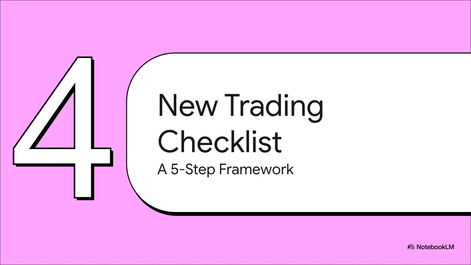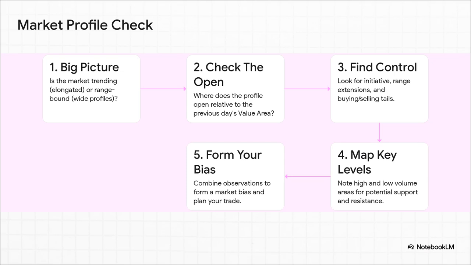Okay, so we've got the building blocks, right? We understand the market is an auction. We know about the value area, and we know the difference between aggressive initiative action and passive responsive action. Now, let's put it all together. This is the actionable framework you've been waiting for. Here it is, your new 5-step checklist.